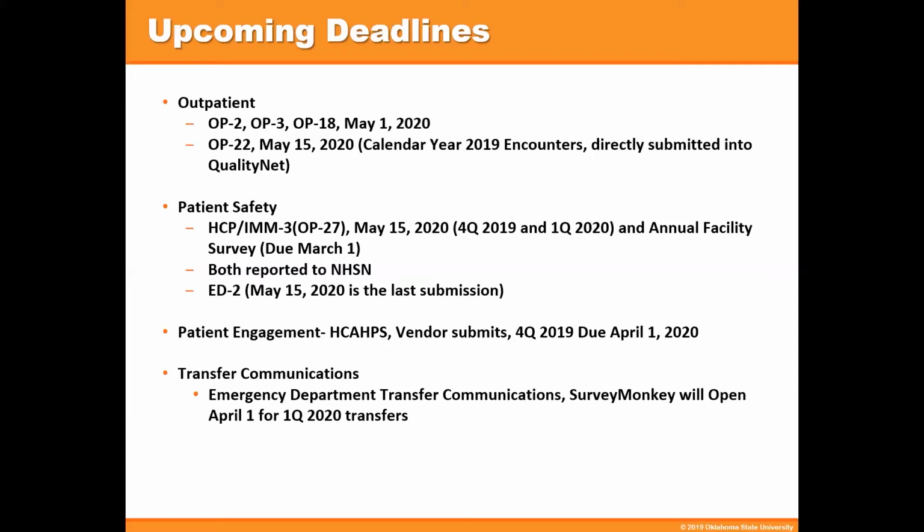That one is actually not abstracted. You just log directly into QualityNet and put in your totals for the calendar year. That one is due on May 15th. I will be sending out a video and more information around May 1st. Since it's just a once per year measure, I don't know about you guys, but if I do something just once per year, I'm rusty in between.